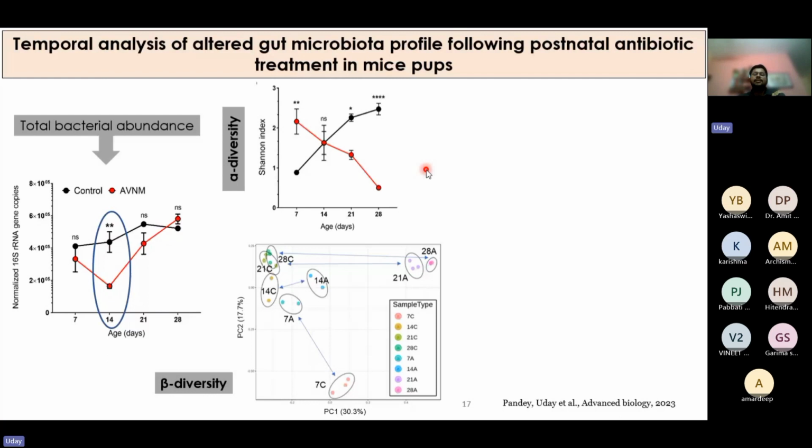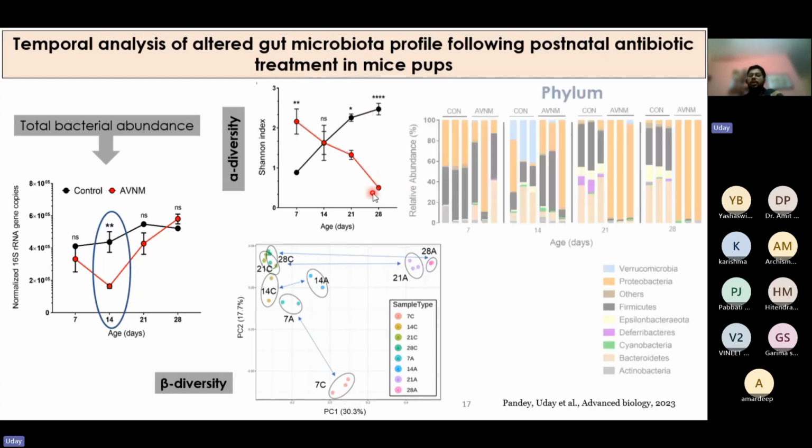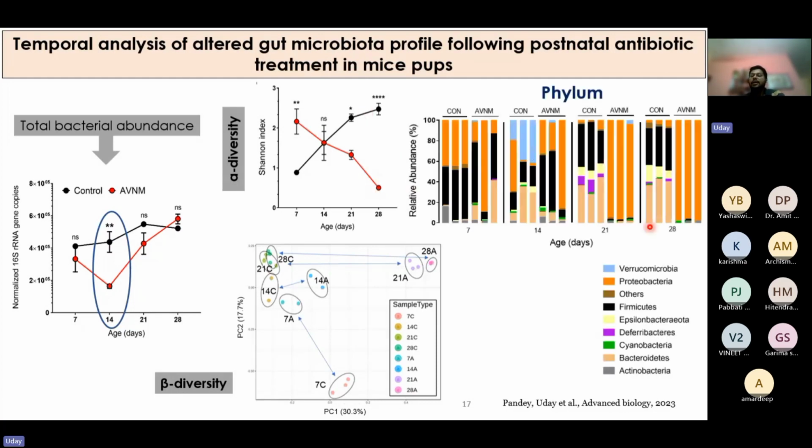So we hypothesized that maybe one phylum is getting overpopulated at that time point. That's why the diversity is changing. So for that, we looked into the phylum level, and here is the result. Here you can see that the postnatal 21 day and 28 day AVNM population is mostly comprised of the Proteobacteria.